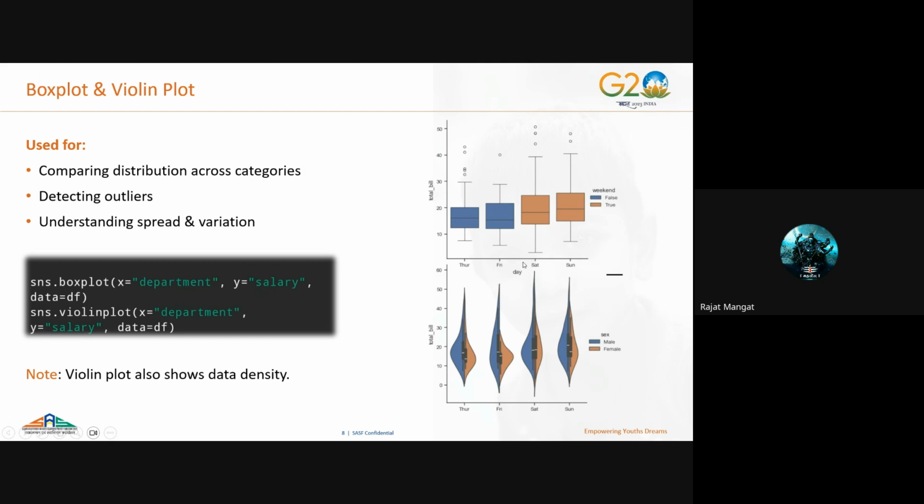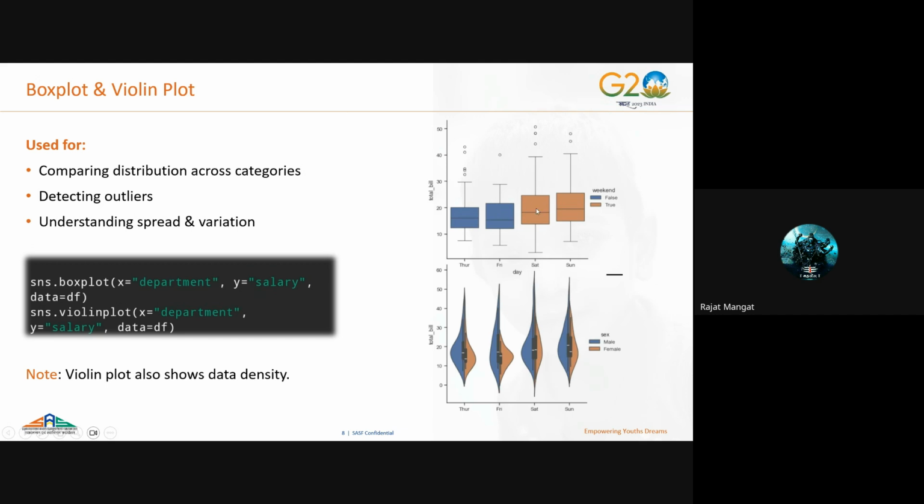The only difference is that in a box plot we only know that this much is the data, here the data is concentrated, and all these things are given to us by the box plot. In short, a box plot shows spread using minimum, maximum, and average value. Remember these three: minimum, maximum, and average. This is the minimum, this is the maximum, and this is the average.